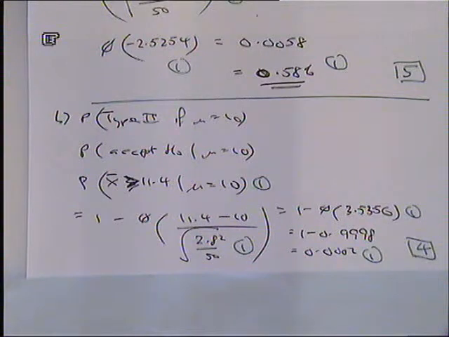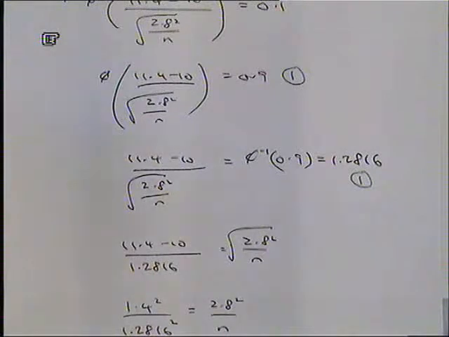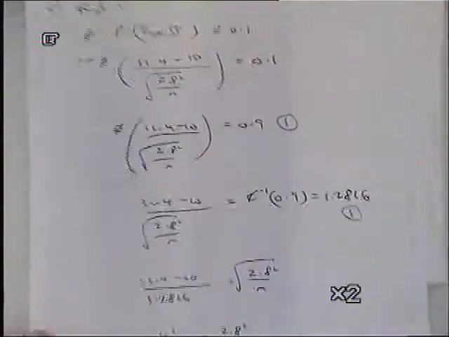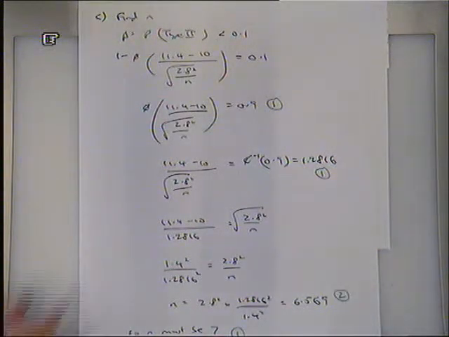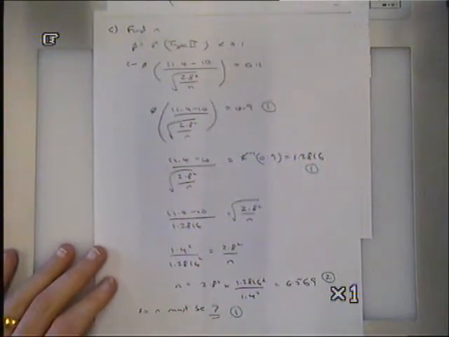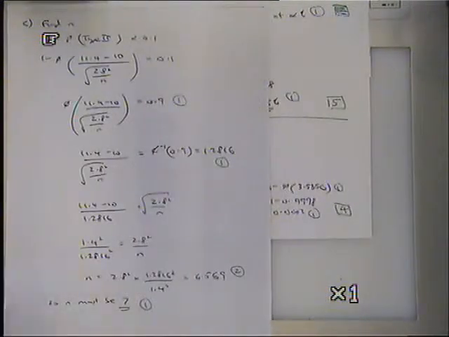Okay, and part C, finding the smallest sample size that would have to be used. I'm going to put this up here. It continues on to the next page as well.